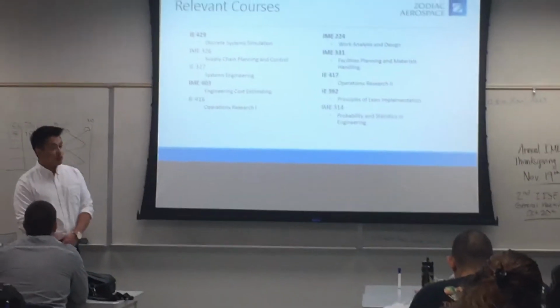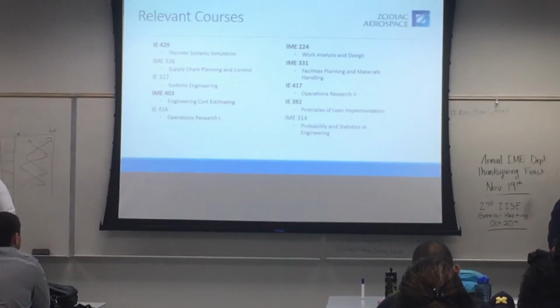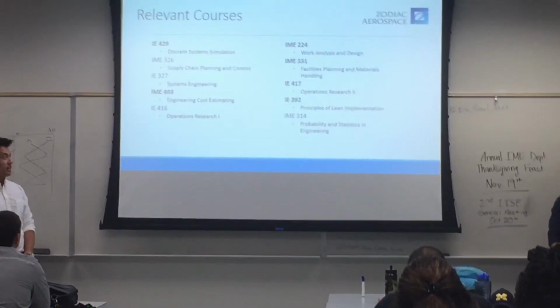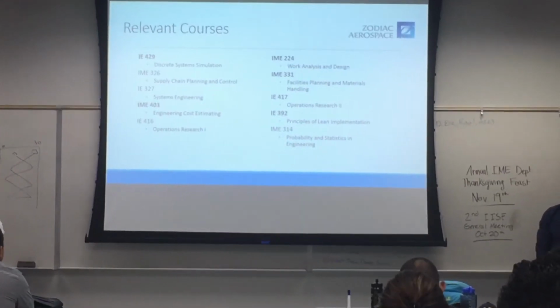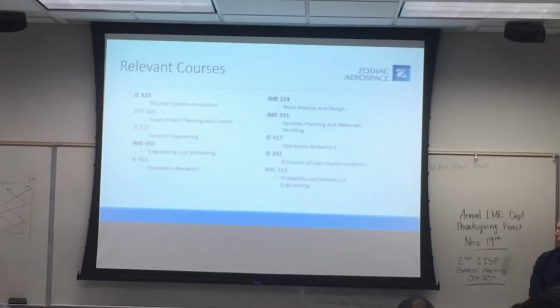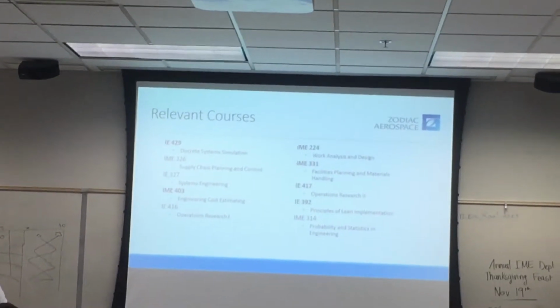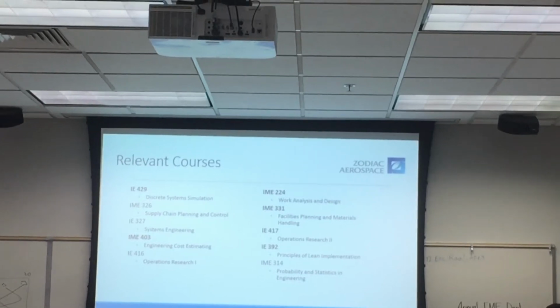So here are just a few of the relevant courses that we have listed. For example, we plan to use IE 392 and its lean methodology on the manufacturing floor. We have IE 417 and 429 for their theory on queuing as well as discrete simulations, and IME 403 for its engineered cost estimating. However, these are just a few of the many.